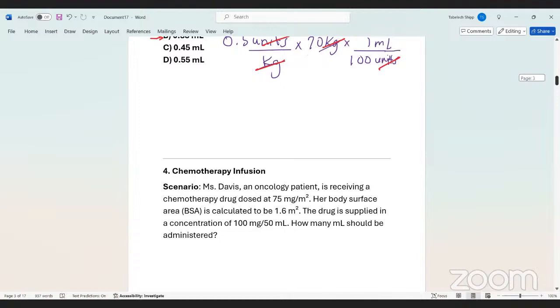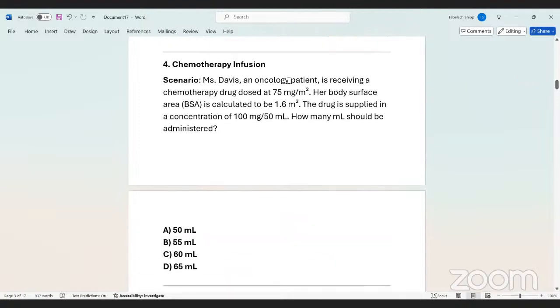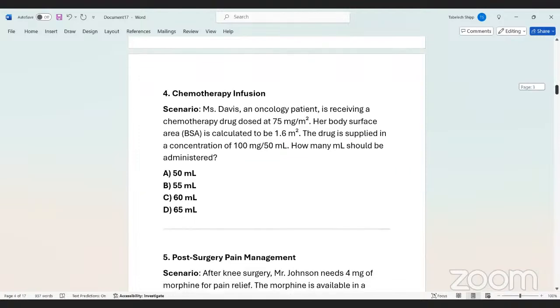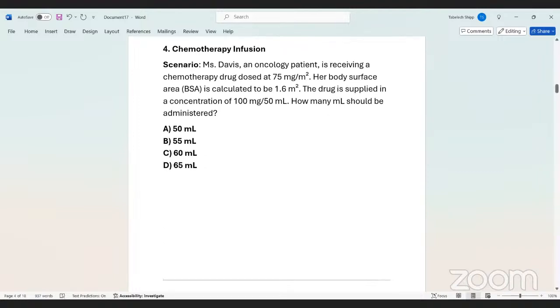Now, I'm going to take you to another type of problem, and this one deals with body surface. You've got different units here, but it works in a similar way. Let me go ahead and scoot this down so y'all can see the problem. Okay, there you go.